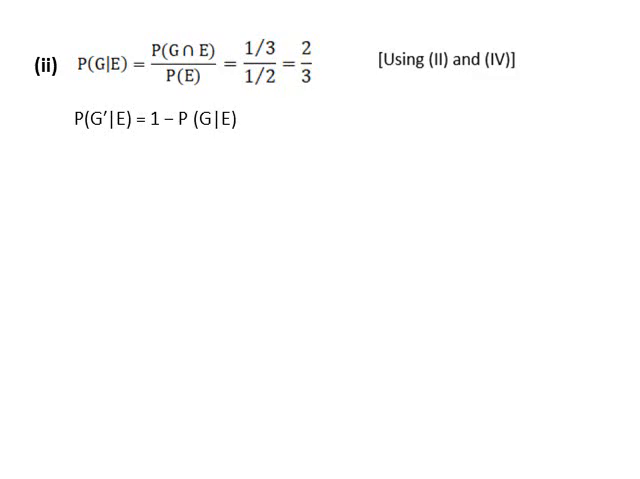Next, we have to find probability of G complement given E. For that, first we calculate probability of G given E. Now probability of G given E equals probability of G intersection E upon probability of E. Substitute the values. It equals 1 by 3 upon 1 by 2 equals 2 by 3. By property, probability of G complement given E equals 1 minus probability of G given E equals 1 minus 2 by 3, that is equals 1 by 3.